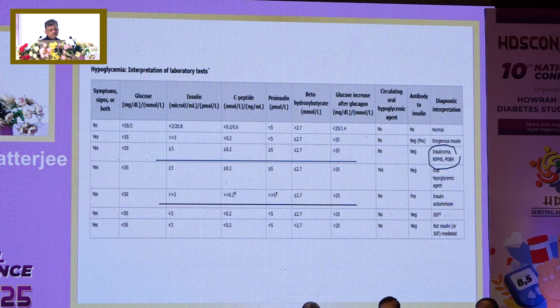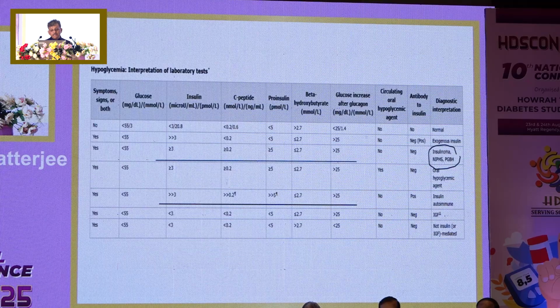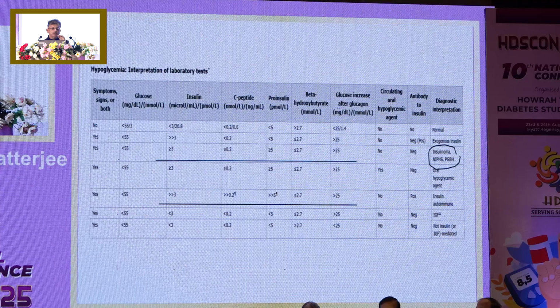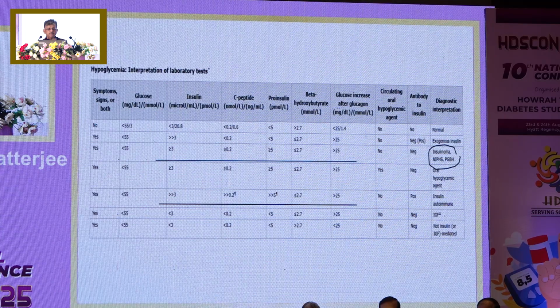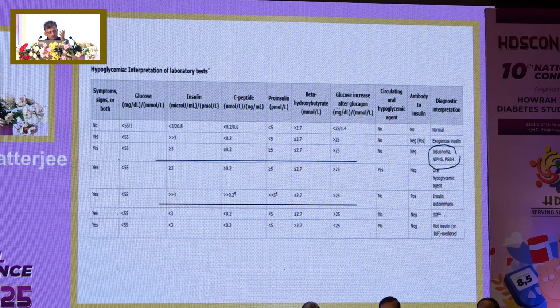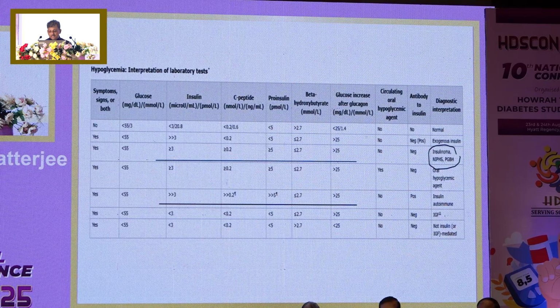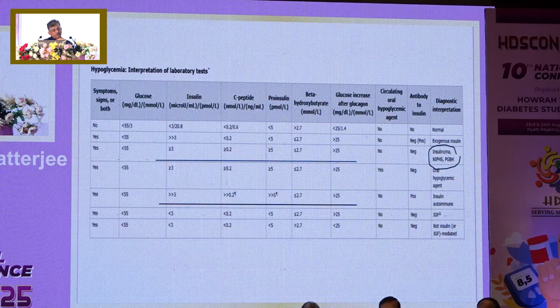So a very high insulin, C-peptide and proinsulin is also indicative of insulin antibody related hypoglycemia. So when the antibody is positive, it is antibody related. If it is negative, and you have a high insulin, C-peptide, and of the insulin more than 25% is proinsulin, it is very likely insulinoma with the background of recurrent severe hypoglycemia.